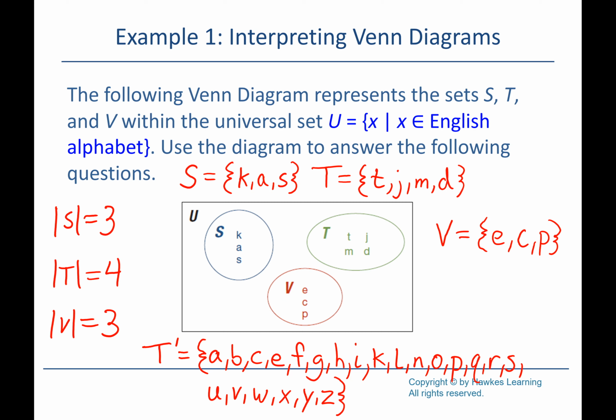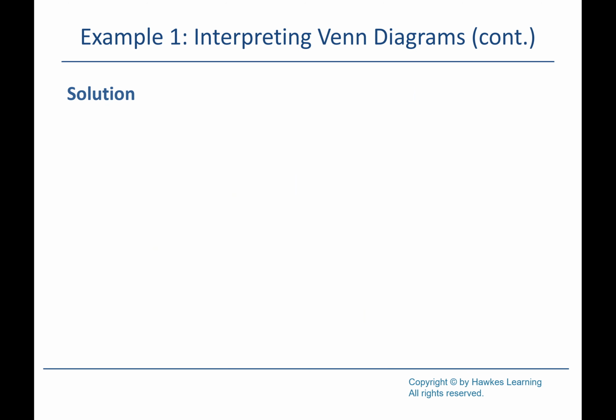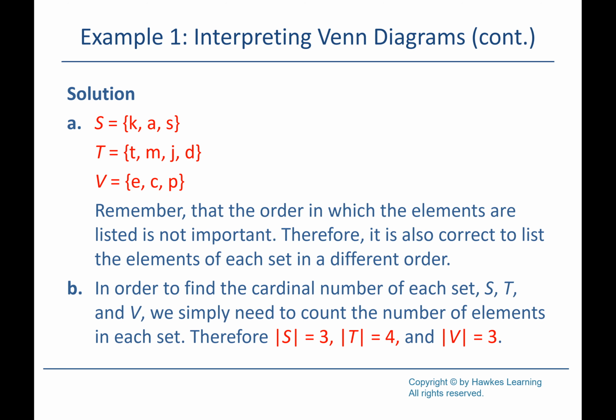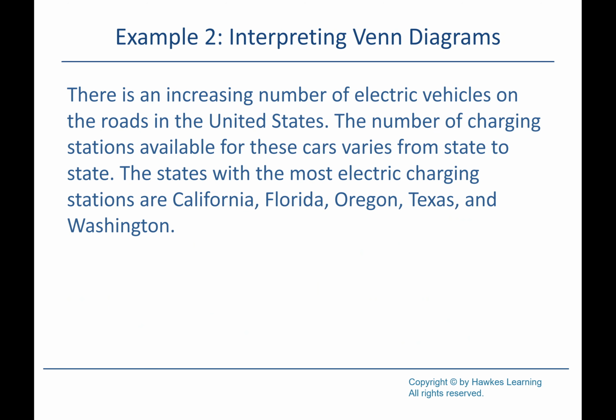Okay. All right, let's look at another Venn diagram here. Again, remember our textbook's a little bit old, so it's a little bit behind the times here. It says there's an increasing number of electric vehicles on the roads in the United States. The number of charging stations available for these cars varies from state to state. States with the most electric charging stations are California, Florida, Oregon, Texas, and Washington.